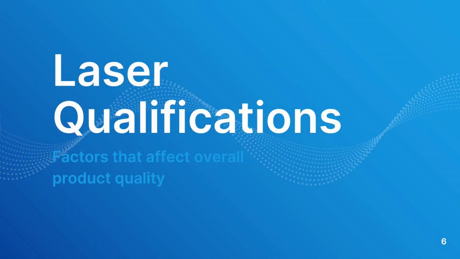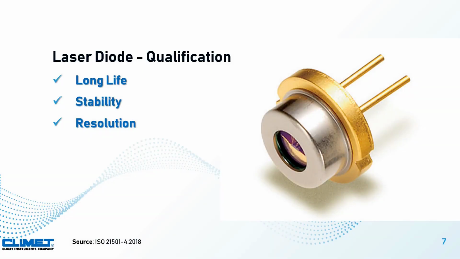Next, we'll be discussing how Climate qualifies laser diodes. Climate qualifies laser diodes based on three fundamental criteria. The first is long life, and in particular we are looking for a diode's ability to generate heat and sensitivity to heat. Our goal is to have a laser diode that can be used daily and will last 12 to 14 years on average. Next is output stability.